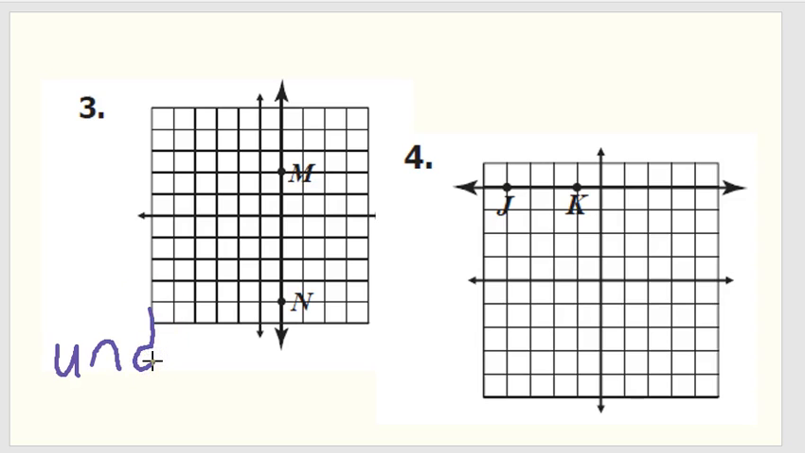Now the equation of this line would be x equals 1, because everywhere along this line x is 1. The y changes, x stays 1. So a vertical line is always x equals a number, and the slope is undefined.